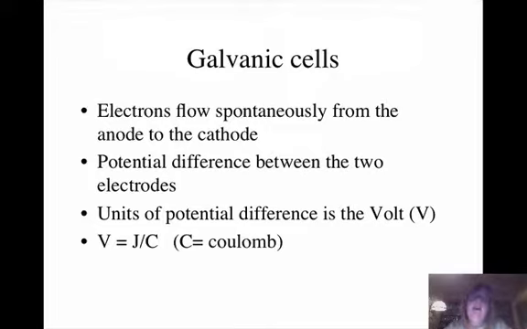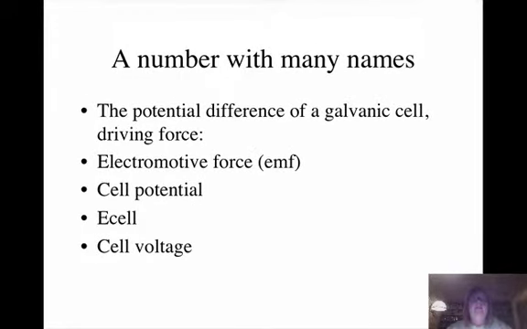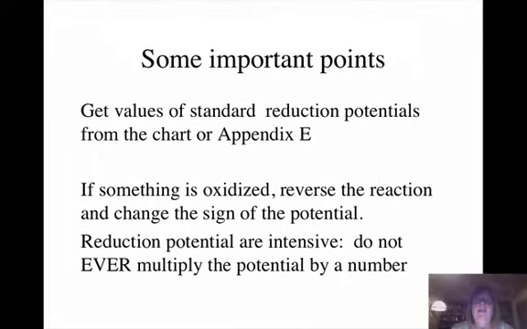And so this video is all about measuring that potential difference, and the units that we're going to use for potential difference is the volt. It's a capital V. A volt is a joule per coulomb. That will be useful later. All right, so the potential difference of the galvanic cell, as I said, is called the driving force. And I've just seen it called a bunch of different things. I've heard it called the electromotive force, or the EMF, or the cell potential, or the E of the cell, or the cell voltage. So that's what we're going to be calculating in this video.